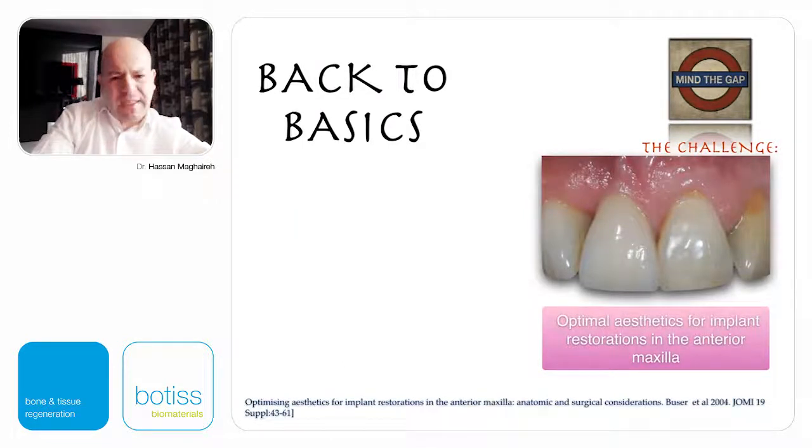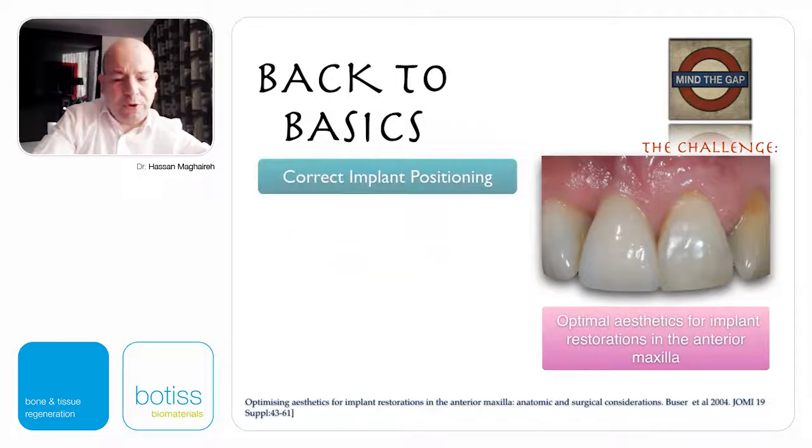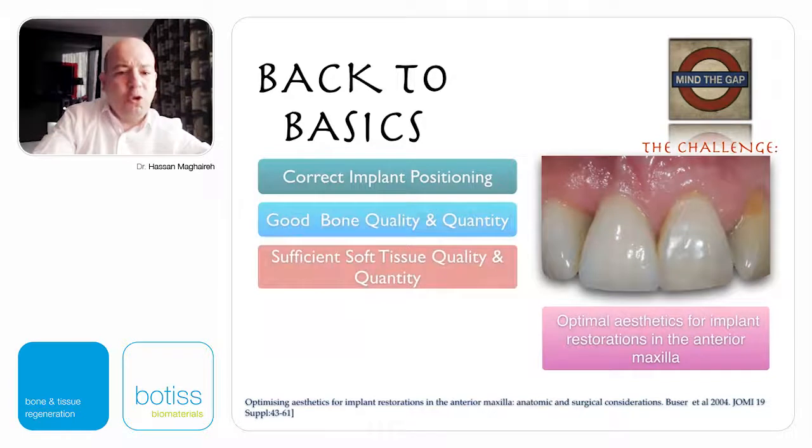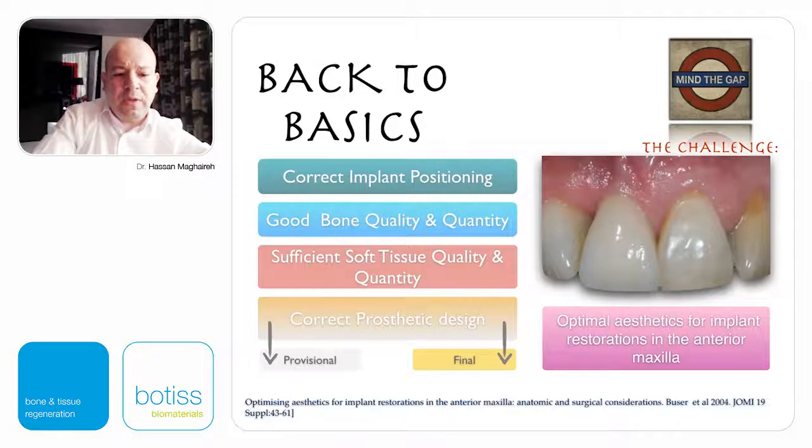So let's talk about the technique. How do we achieve predictable, reliable, consistent aesthetic results? How do we get optimal results? And this is a really good reference I would encourage you all to go and check, by Buser et al., JOMI 2004. Basically, there are 4 main points. Number 1, the implant has to be placed in the correct position. You need to have good bone quality and quantity. You need to have good and sufficient soft tissue quality and quantity. And then you need to have good prosthetic design, including the provisional restoration and the final restoration.